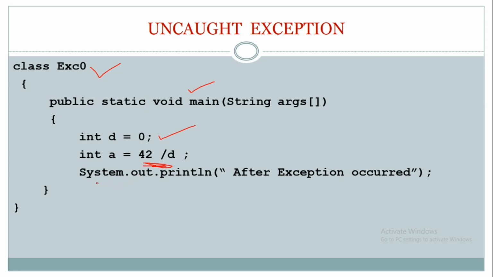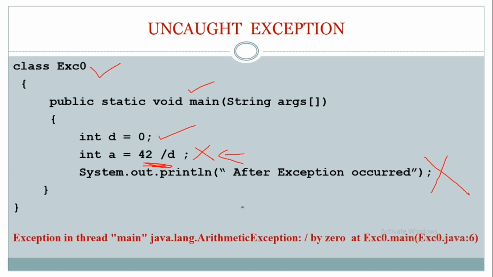So the program gets terminated right here, and the statement after it will not be printed. This is the error message you get: exception in thread main java.lang.ArithmeticException: divide by 0. This happens because we have not handled the exception. This is called a system generated error message; the Java virtual machine throws the exception by itself.